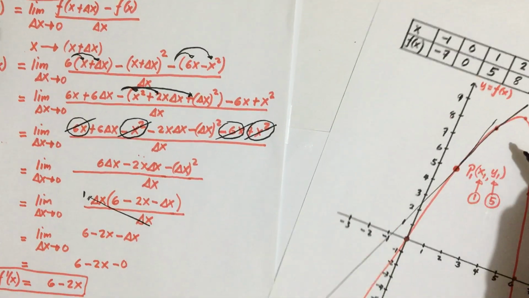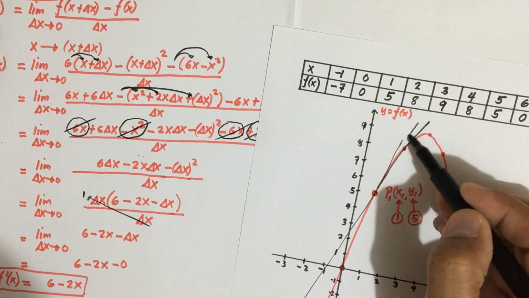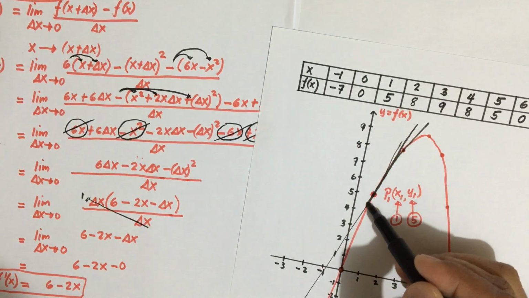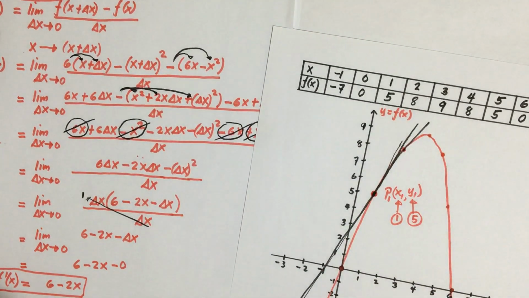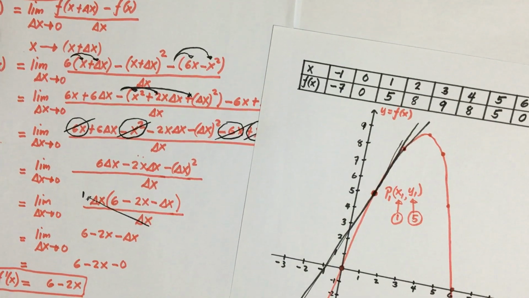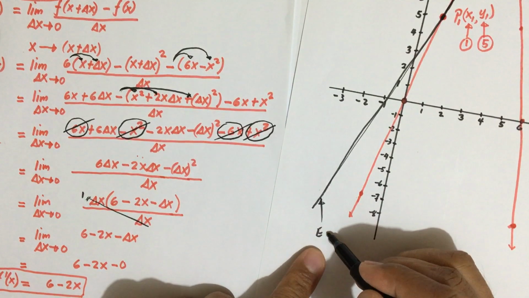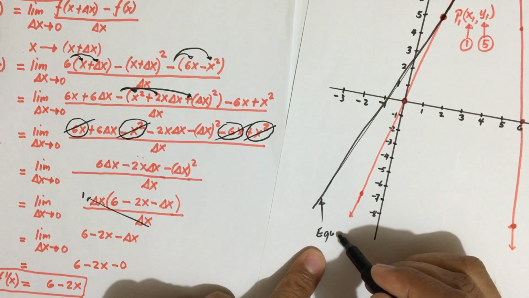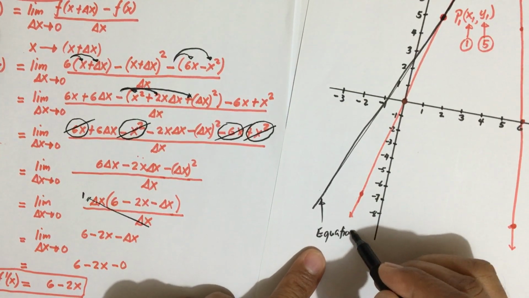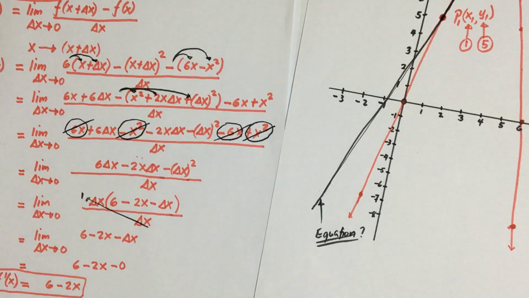Sorry, it's not well done, but it should touch only at that point. Okay. So what is the equation of this line? So we are asked to solve for the equation of this tangent line. Okay, so that's the problem.